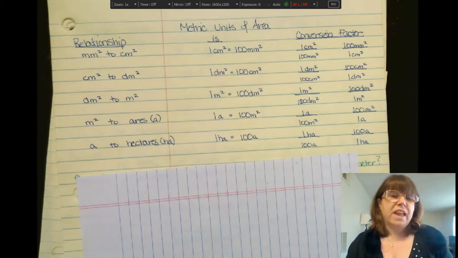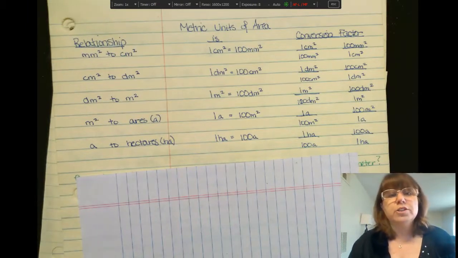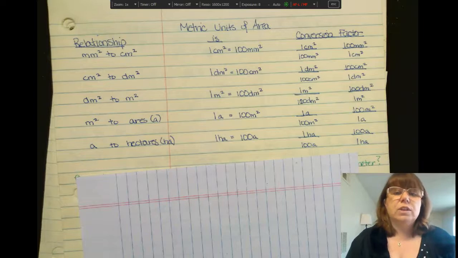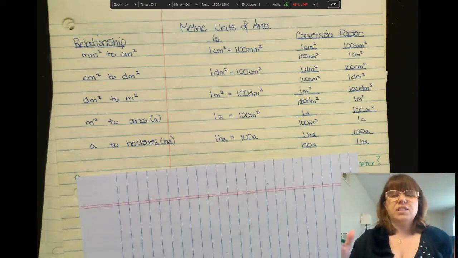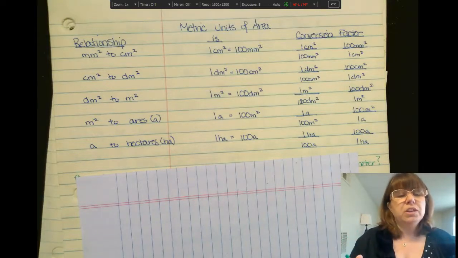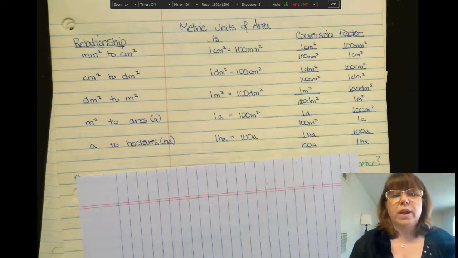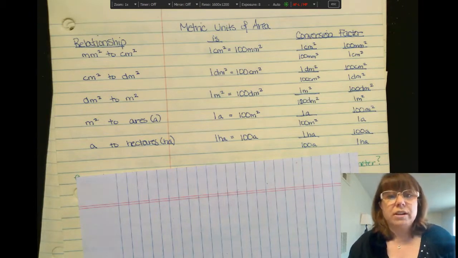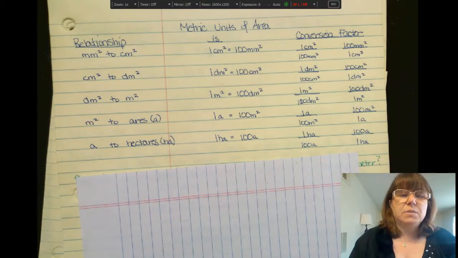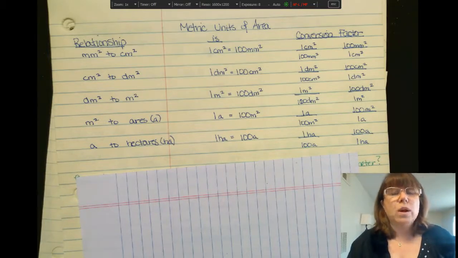Metric units of area are similar to the length units, but again, think of it as a square. So it's going to be millimeters squared to centimeters squared. So 1 centimeter squared is 100 millimeters squared. Centimeter squared to decimeter squared, 1 decimeter squared is 100 centimeters squared. A decimeter squared to a meter squared is 1 meter squared to 100 decimeters squared.